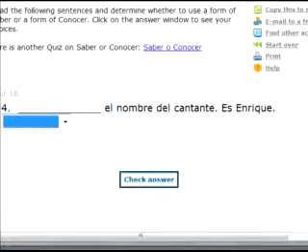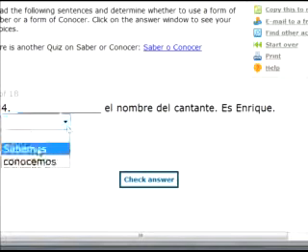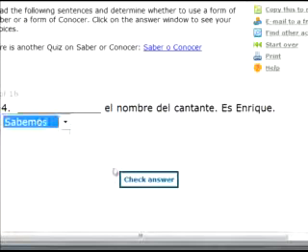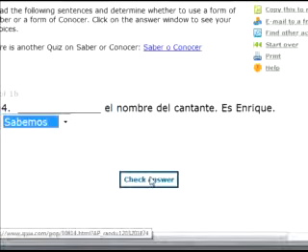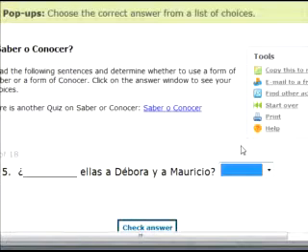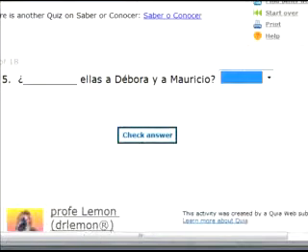Do you know the name of the singer? It is Enrique. And I'm sorry, that was not a question. It's we know. Sabemos el nombre. Knowing a fact. It's not saying you know the person. It's saying, do you know the name of the person? Do you know a fact? Okay, muy bien.